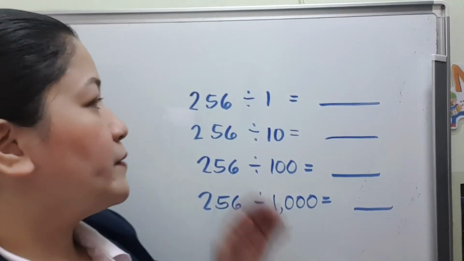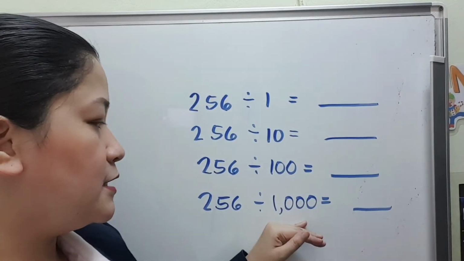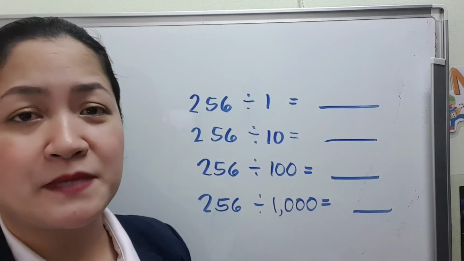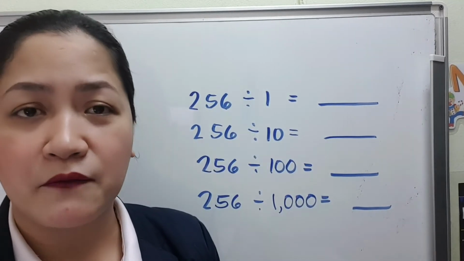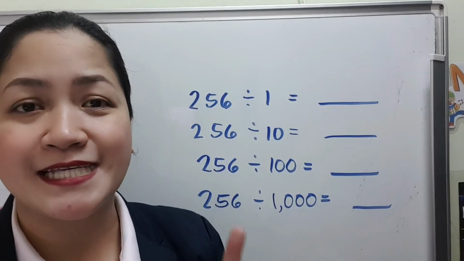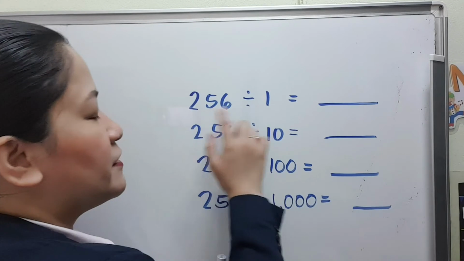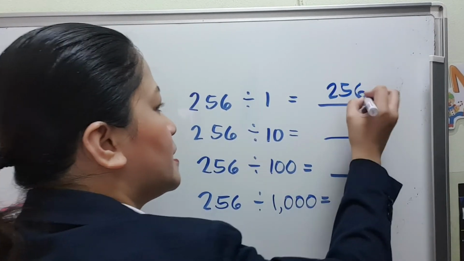Now let us have division patterns with decimals, which I know is so easy for you also. So we have here 256 divided by 1 up until 256 divided by 1000. We are going to do this step by step. So remember, every time you divide by the increasing power of 10, you move 1 decimal place to the left. So 256 divided by 1 is 256.